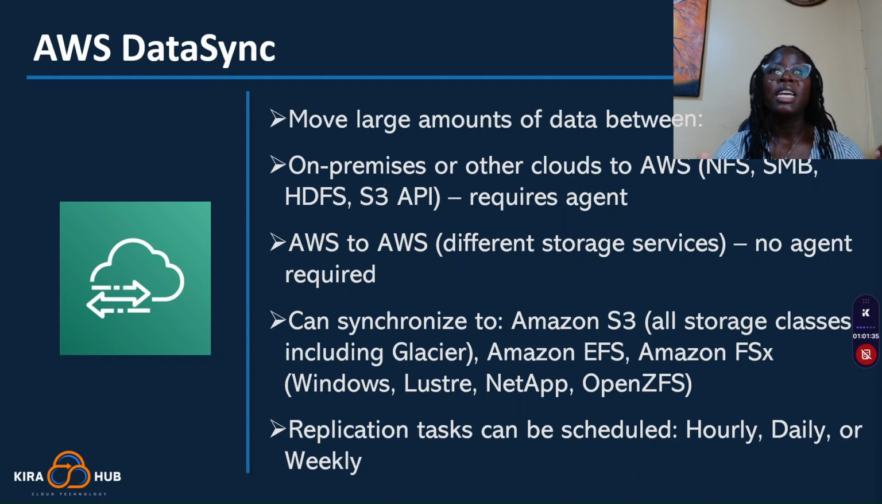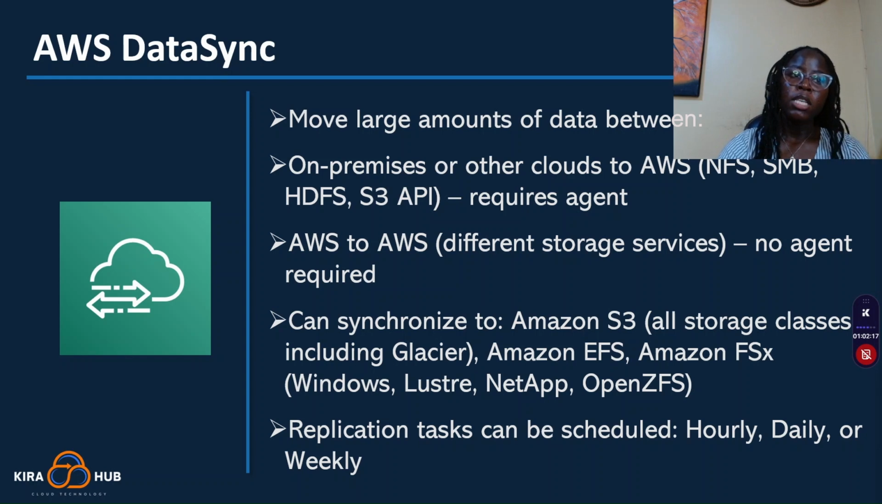So DataSync can synchronize data to various AWS storage services, including S3, EFS, FSx, and you can schedule some replication tasks based on your needs. So maybe whether it's hourly, daily, weekly, to keep your data synchronized. Importantly, our file permissions and metadata are preserved during the transfer, ensuring that your data remains consistent and secure. A single DataSync agent can handle up to 10 gigabytes per second of data transfer, and you can set up bandwidth limits if needed to manage network resources more efficiently.